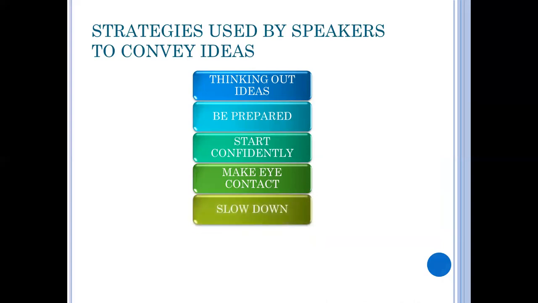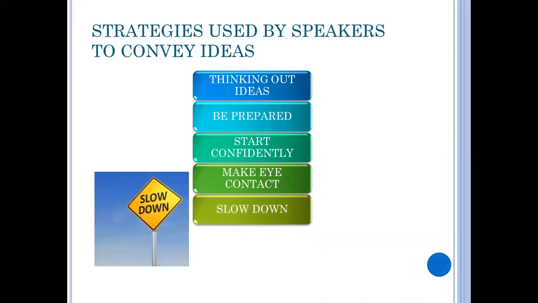We also have to slow down. A beginner's mistake when it comes to public speaking is to rush through the presentation. So take note of this. When one walks to the podium or front door, take a deep breath, look at the audience, and even count to 5 seconds before speaking.